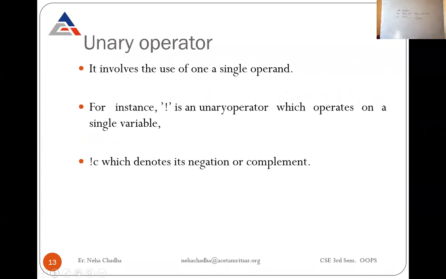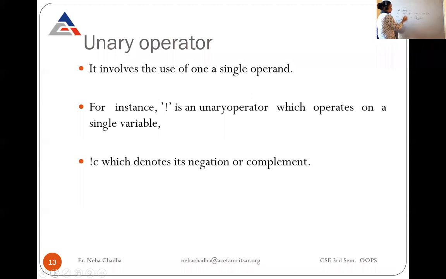Firstly, the unary operator. It involves the use of a single operand. Single operand means, if I'm using a plus plus, as we know, a plus plus is a post increment. I'm using a single variable, a single letter, so we may say that this is one operand here. With a single operand, when you're going to perform any operation, we say this is a unary operator.